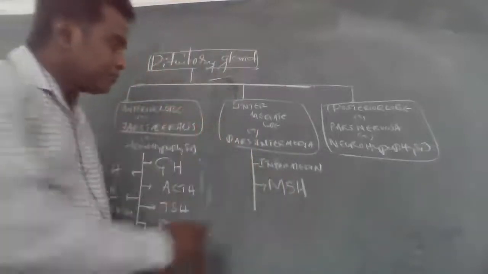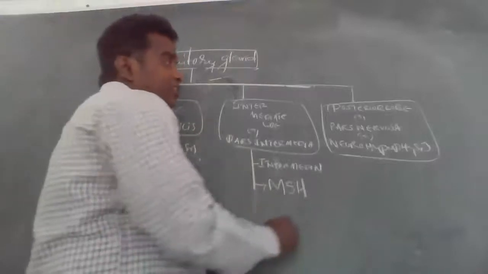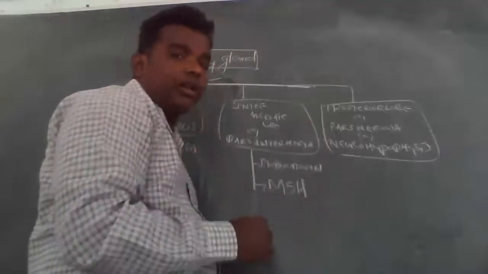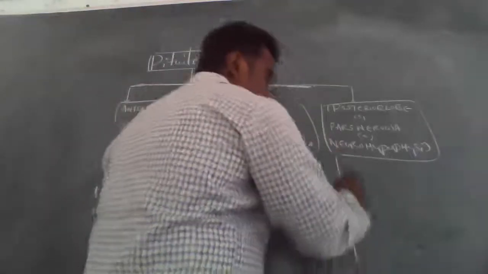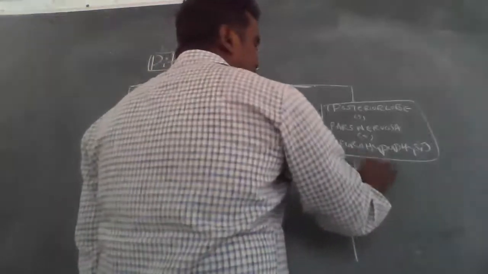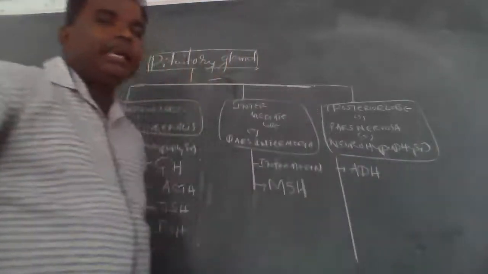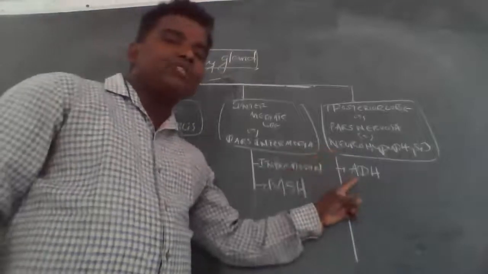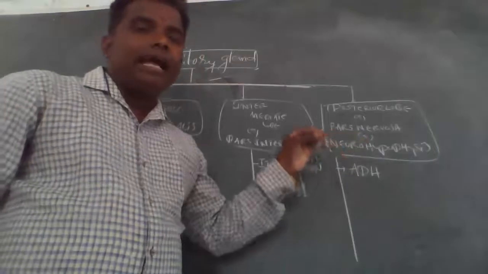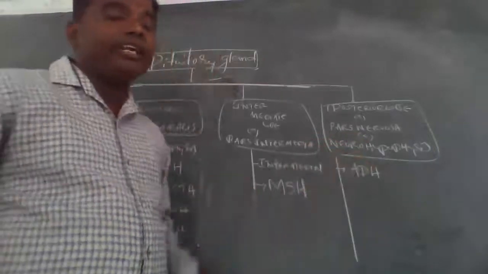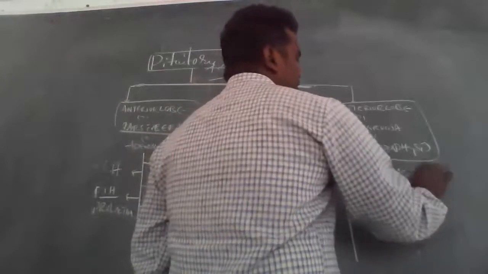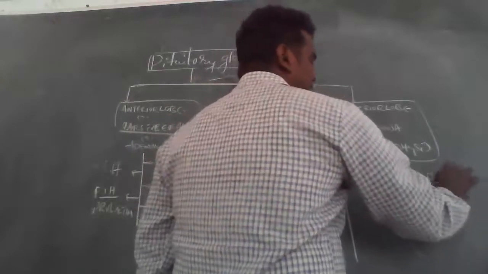Now let us come to the posterior lobe secretions, the pars nervosa or neurohypophysis hormones. What are those? Number one, ADH, anti-diuretic hormone. It is also called vasopressin.